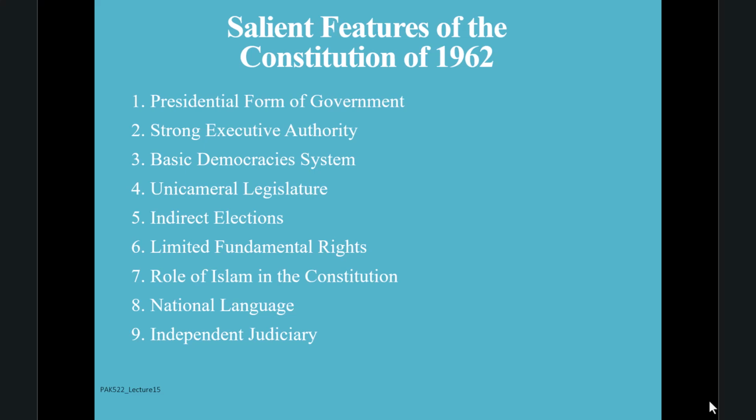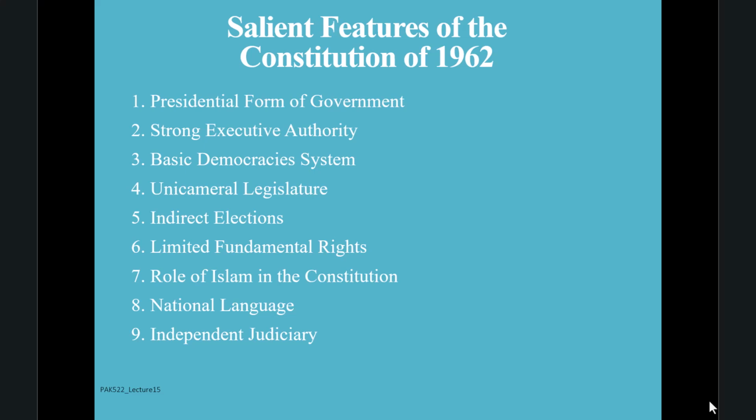An Islamic Advisory Council was established to recommend ways of bringing law in accordance with the Islamic principles. However, compared with the 1956 Constitution, the Islamic provisions were initially less prominent. Now we will discuss the national language. The Constitution recognized Urdu and Bengali as the national language of Pakistan.